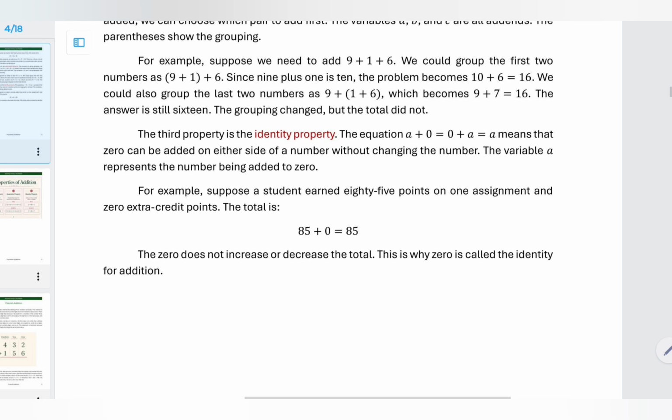For example, suppose a student earned 85 points on one assignment and 0 extra credit points. The total is 85 + 0 = 85. The 0 does not increase or decrease the total. This is why 0 is called the identity for addition.